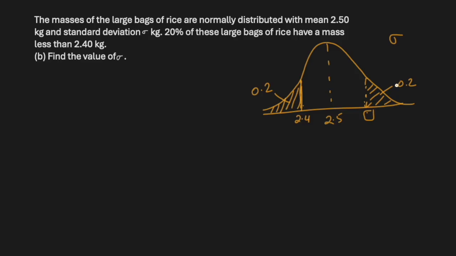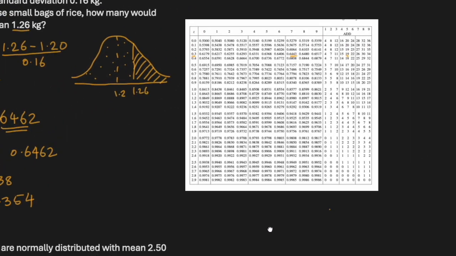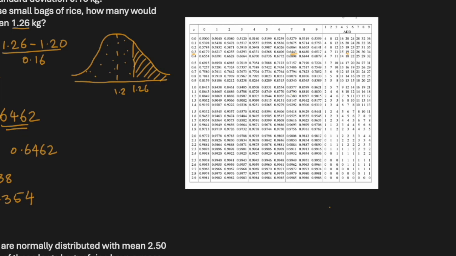Okay, so let's start with 0.8, because our table is only for less than. So from this line, 0.8 area is less. So what will be the z-score for 0.8? So probabilities in this table. Let's look for 0.8.